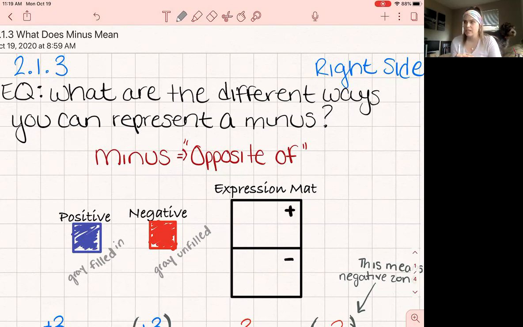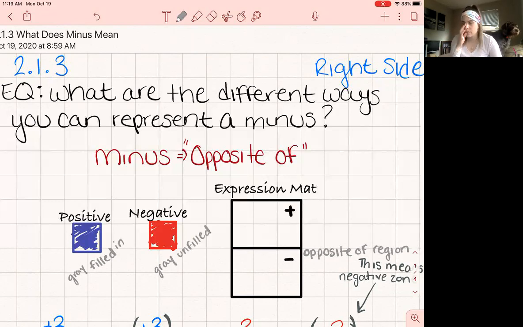Okay, we also have this idea of an expression mat. So an expression mat, this guy here. The expression mat has a positive region and what is called a negative region, but we're going to think of it as the opposite of region. So you'll see it say negative region. The reason we do that is because any tile that is put in that bottom space becomes the opposite of what it says it is. And we'll explain what that means.